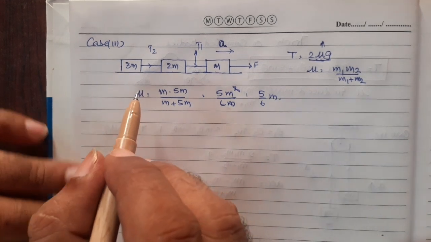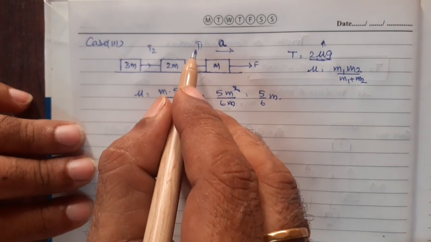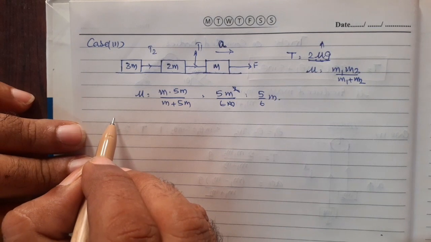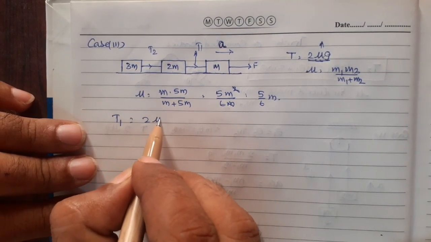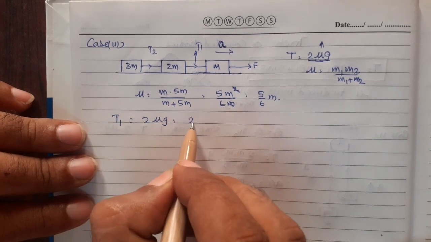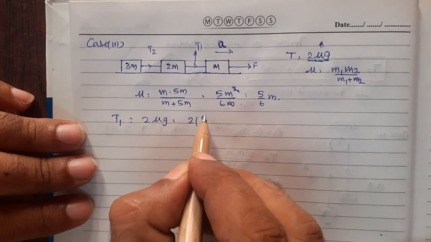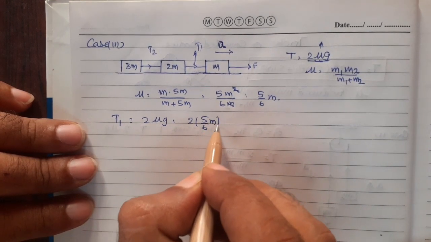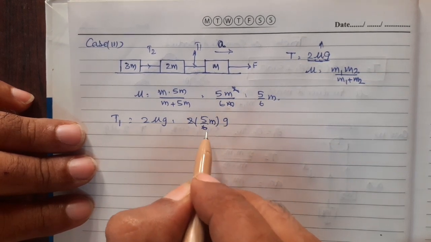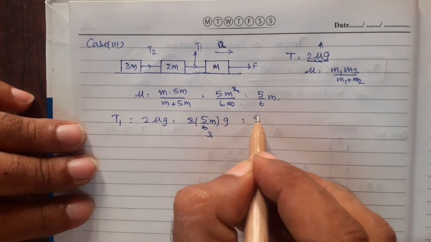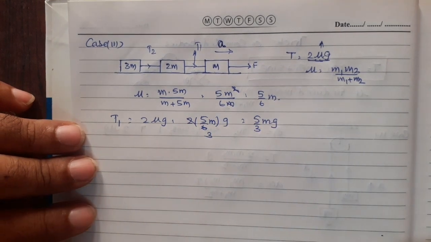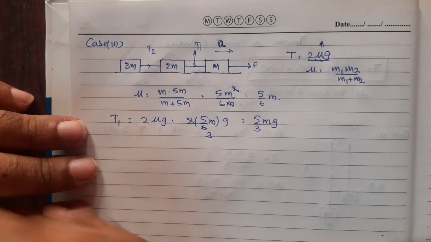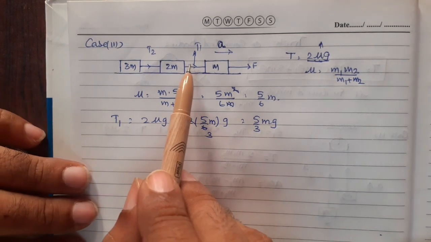Now using this we can calculate the tension in this part of the connected bodies. That is T1 is equal to 2 mu g. This is equal to 2 into mu, which is 5 by 6 m, into g. Now this is equal to 5 by 3 mg. This is the tension in this part of the string.